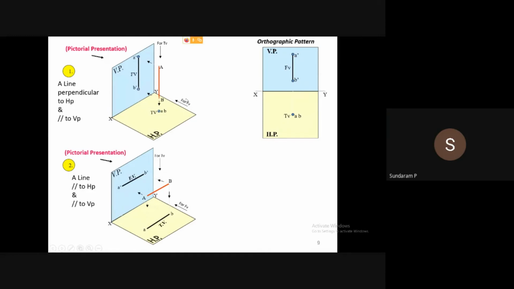When we look at the front view, we get the true length. To get the top view, we rotate 90 degrees clockwise. The vertical plane is always the fixed plane, and the horizontal plane is the rotating plane. After rotating 90 degrees, we get the top view below the XY line, at the same distance in front. Here, visible edges are without bracket and invisible edges with bracket. So A end is visible, B end is not visible.